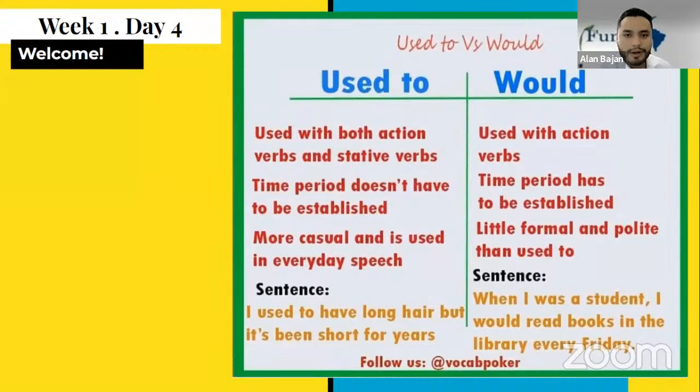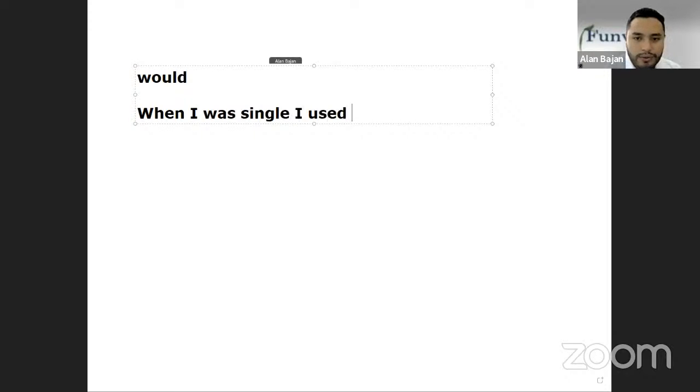So, teacher, what are the action verbs and the stative verbs? Let me explain you. Let's go step by step. This is another rule for would. I cannot say, when I was single, I would be happy.